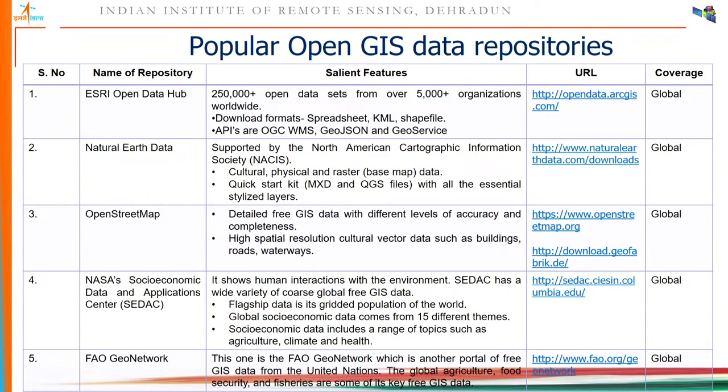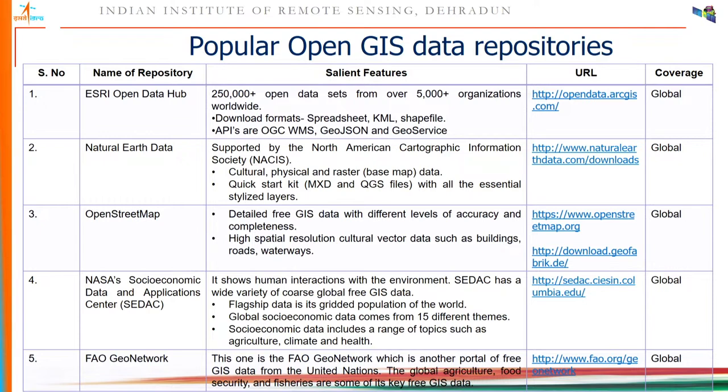Then we have the Natural Earth data. Natural Earth is basically also providing a global data product which is supported by the North American Cartographical Information Society. They call it the NACIS. They provide the cultural, physical and raster based data products, and they also have the quick start kit that is called MXD and QGIS file. Basically this quick start kit is very useful for students and sometimes very useful for professionals as well.